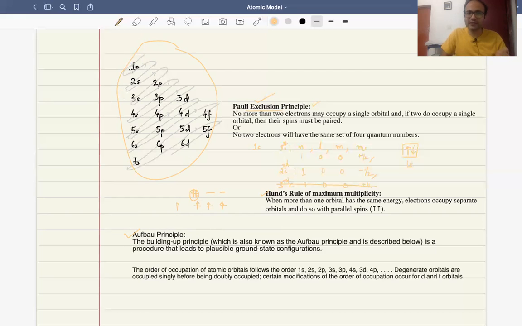So you fill the electrons in this format: 1s, 2s, 2p, 3s, 3p, 4s, 3d, 4p, and so on. Something like this. This you have already learned. Probably I'll do one more video with this.